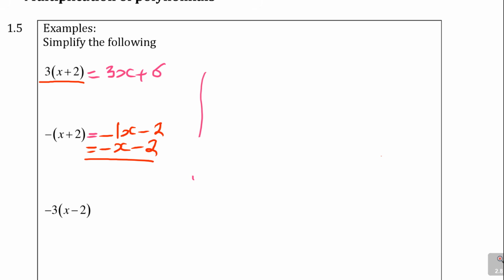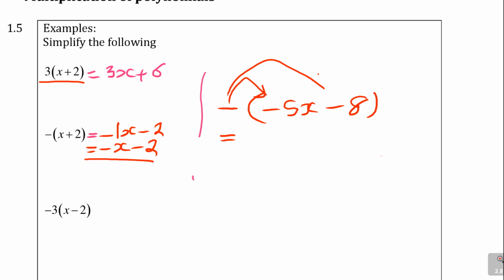If I say to you minus 5x minus 8, now you just interchange. When negative enters inside, negative 5 becomes positive 5x, negative 8 becomes positive 8. You see that? That's how the negative works. It just interchanges. You interchange the signs in whatever case.